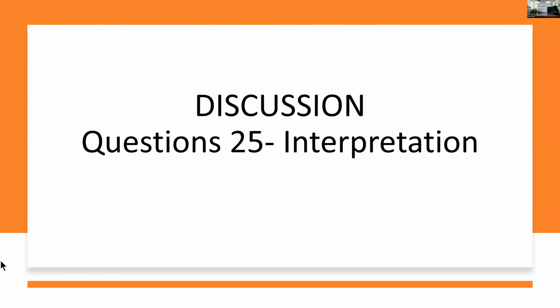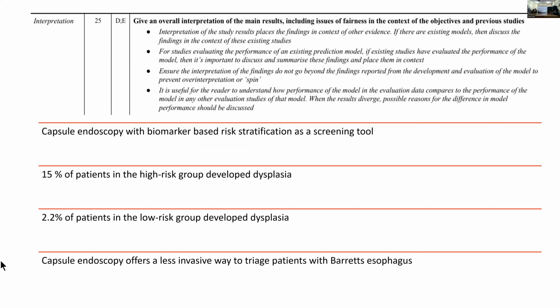Lastly, the interpretation of the results. The objective of this study was to look at a capsule-based endoscopy with a risk stratification tool. 15% of patients in the high-risk group went on to develop dysplasia, and 2.2% of patients in the low-risk group went on to develop dysplasia, which seems to be quite low. So overall, I would say that capsule endoscopy offers a less invasive way to triage patients and prioritize patients for endoscopy.